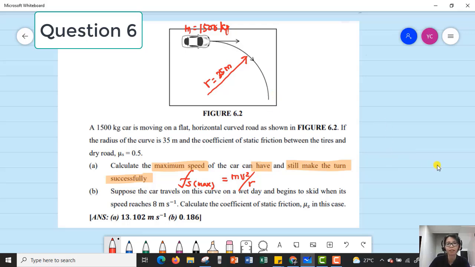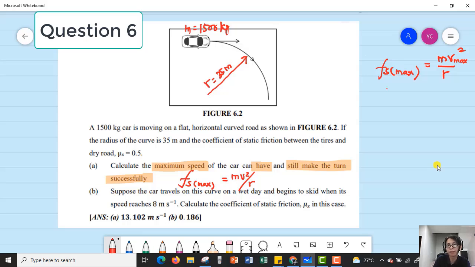Okay, so dari situ kita boleh cari maximum speed lah. So kita ada Fs maximum equal to mv squared over r. So when it comes to maximum static friction, it means the velocity will be maximum lah.